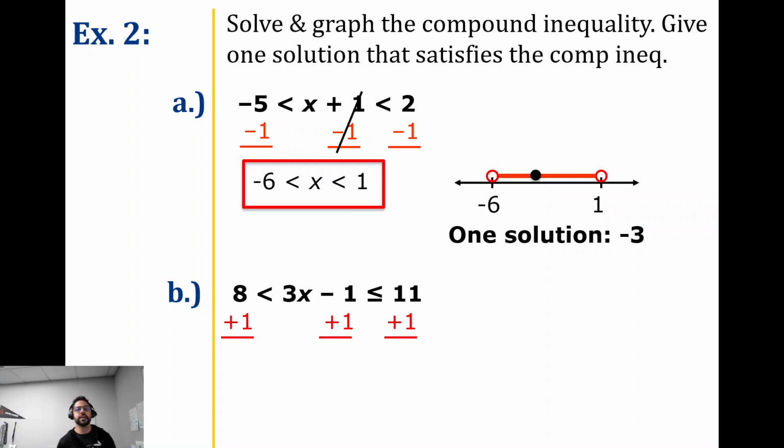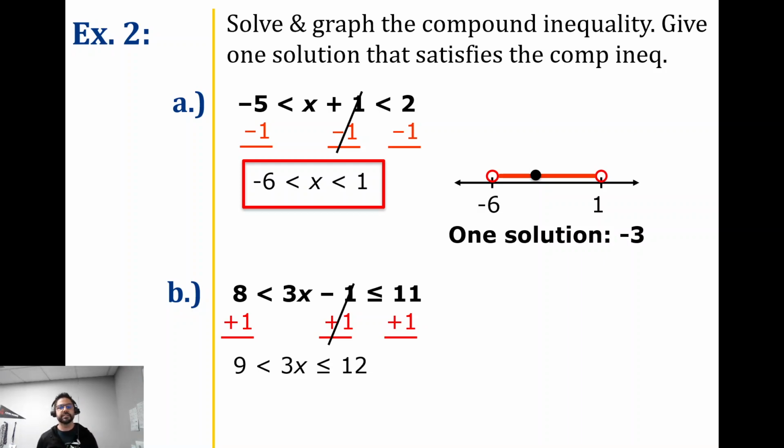Oh, very nice. So looking at the left, 8 plus 1 is a simple 9. In the middle, you're just going to have a nice 3x. And then on the right side, 12. So again, it's the same skills. We're just showing it in the middle, left and right.